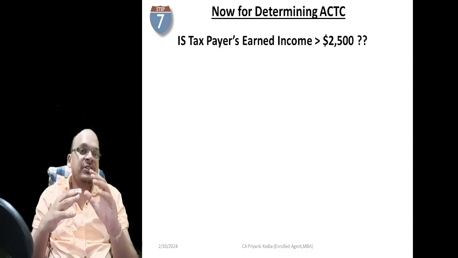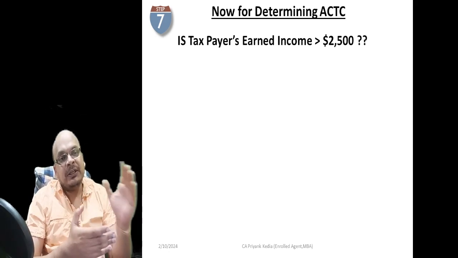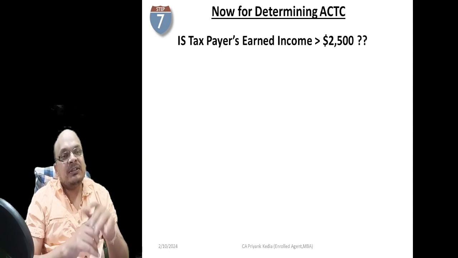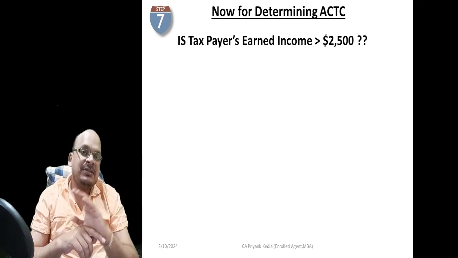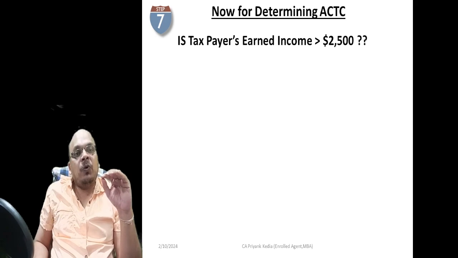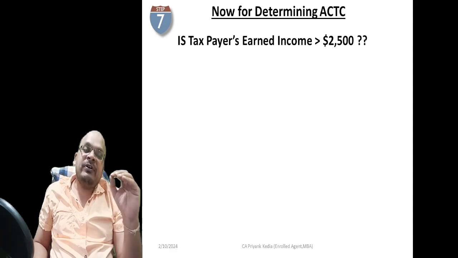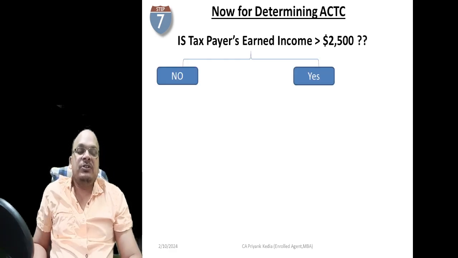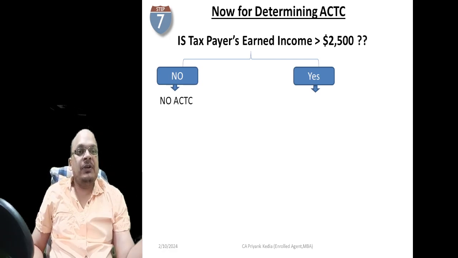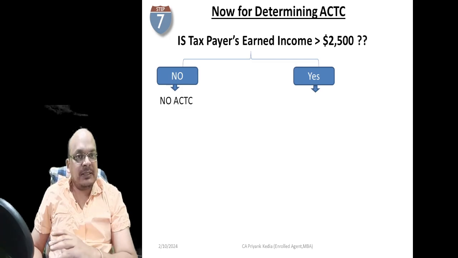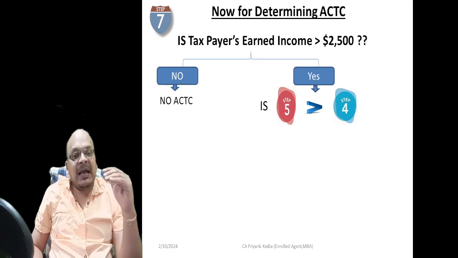First, the very first condition that you have to ask yourself, even before calculating or going ahead with the additional child tax credit, is whether the taxpayer has earned income of more than $2,500. As simple as that. If the taxpayer has only passive income or has earned income equal to or less than $2,500, then he is not eligible for any additional child tax credit. So if his earned income is not more than $2,500, then he is not eligible for any additional child tax credit, right?